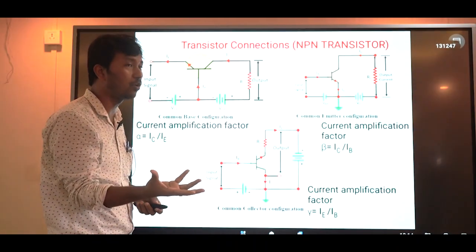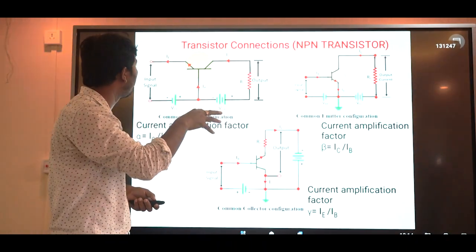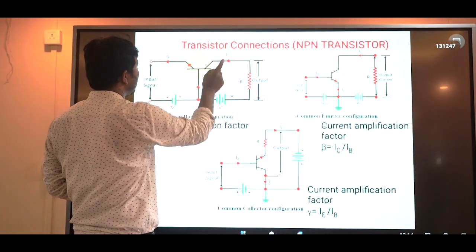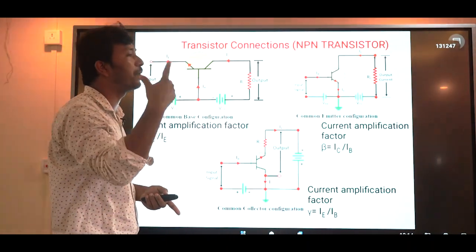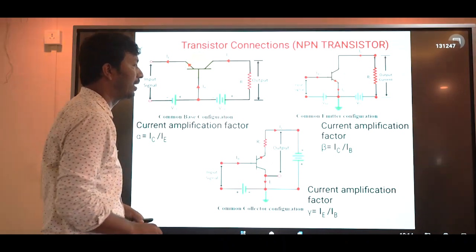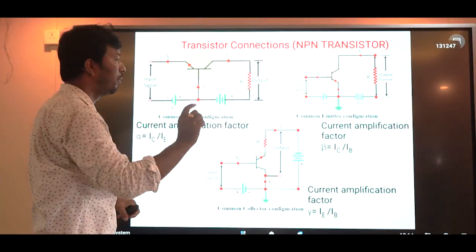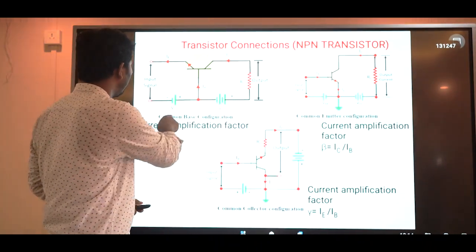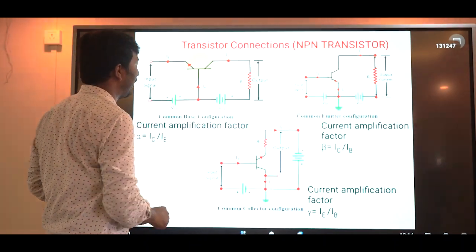The current amplification factor will obviously be output current divided by input current. As the output current is IC and the input current is IE, the current amplification factor will be IC by IE. We are using the alpha symbol to mention that current amplification factor. So alpha equals IC by IE.